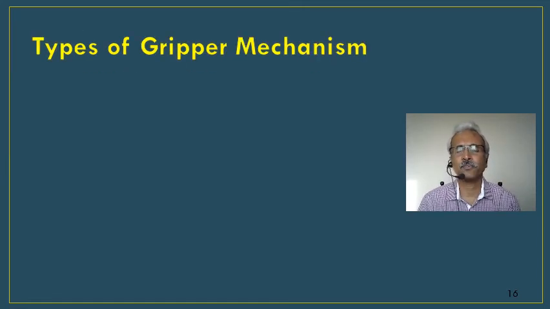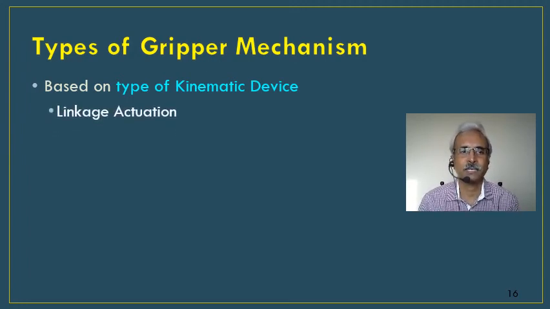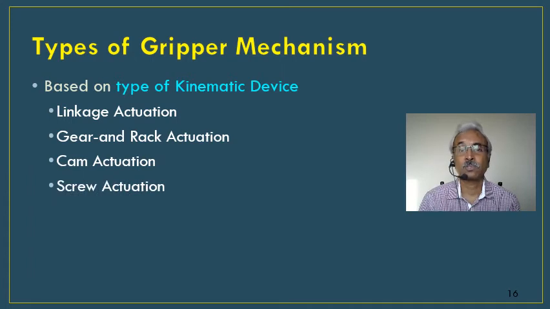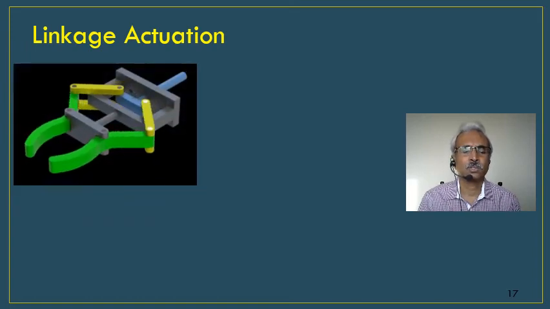Now, types of gripper mechanisms. Earlier we saw it based on the type of finger movement. Now it's based on the type of kinematic device that it uses. There are different kinematic mechanisms. One is linkage actuation, gear and rack actuation, cam actuation, screw actuation, and of course there are so many other things, depending upon your requirement. Only your imagination is the limit. There are so many such kinematic devices. First we'll see linkage actuation. You can see this animation.